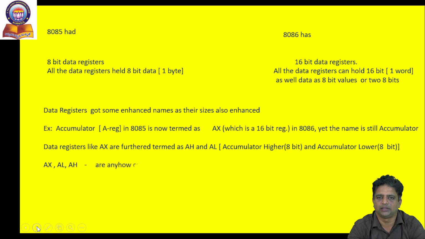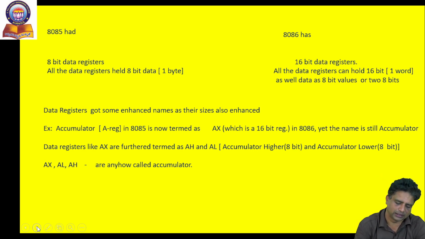All these three names, AL, AH, and AX, will be simply termed as accumulator. So names repeatedly might be seen with respect to 8085. Maybe if I use the word flag register, we might see the same name again, but sizes of the registers will vary with respect to 8085 and 8086.